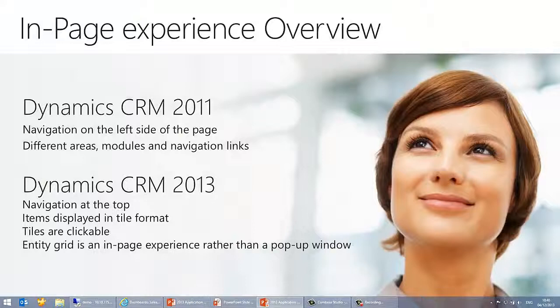So really, from that quick little overview between the differences here, this is the difference I put together. In CRM 2011, as I said, you have the left navigation, and it's always been on the left side of the page with different areas, modules and navigation links. In the new navigation model in CRM 2013, the navigation is now at the top, with the items displayed in tile format, just like I was saying about the Windows 8 design for it. And to navigate, you click on the tiles and it will take you to the entity grid as an in-page experience rather than a pop-up window that I've said a few times already.